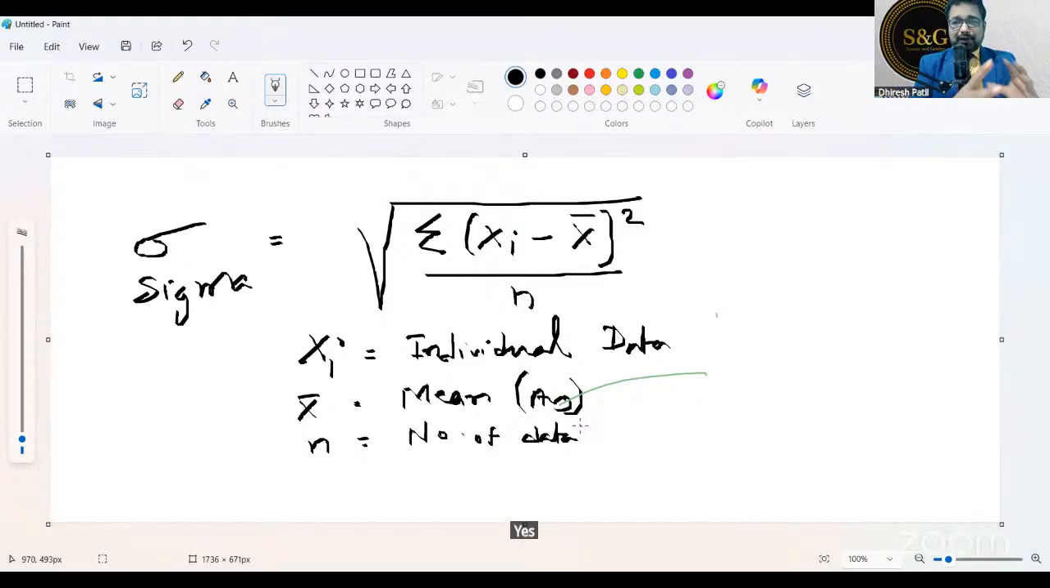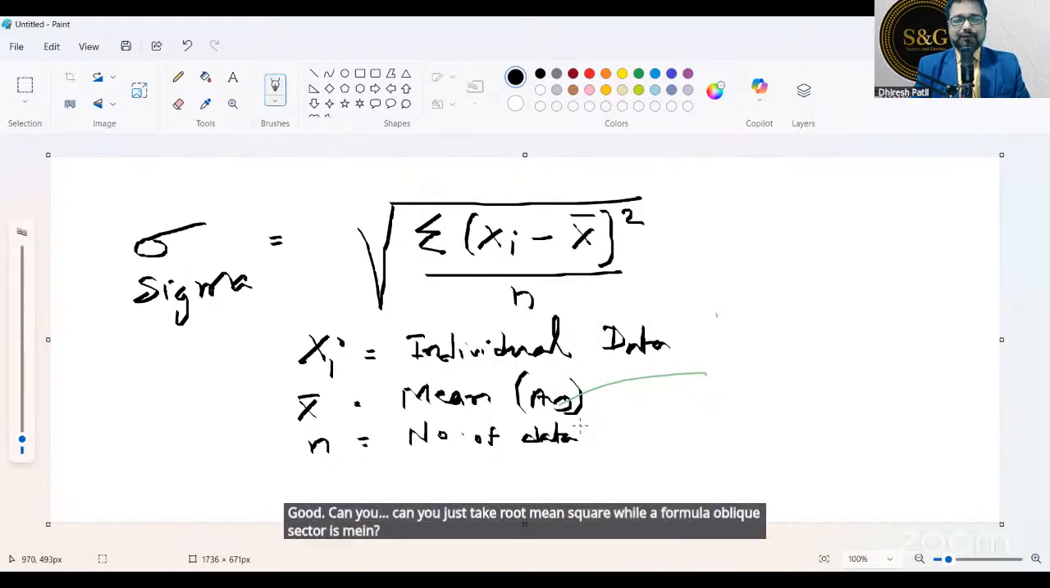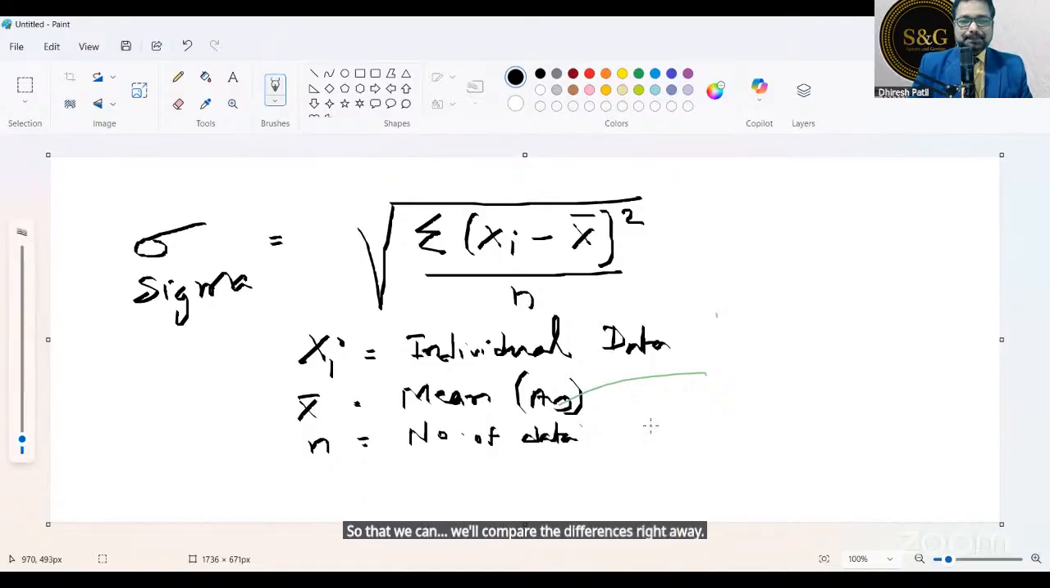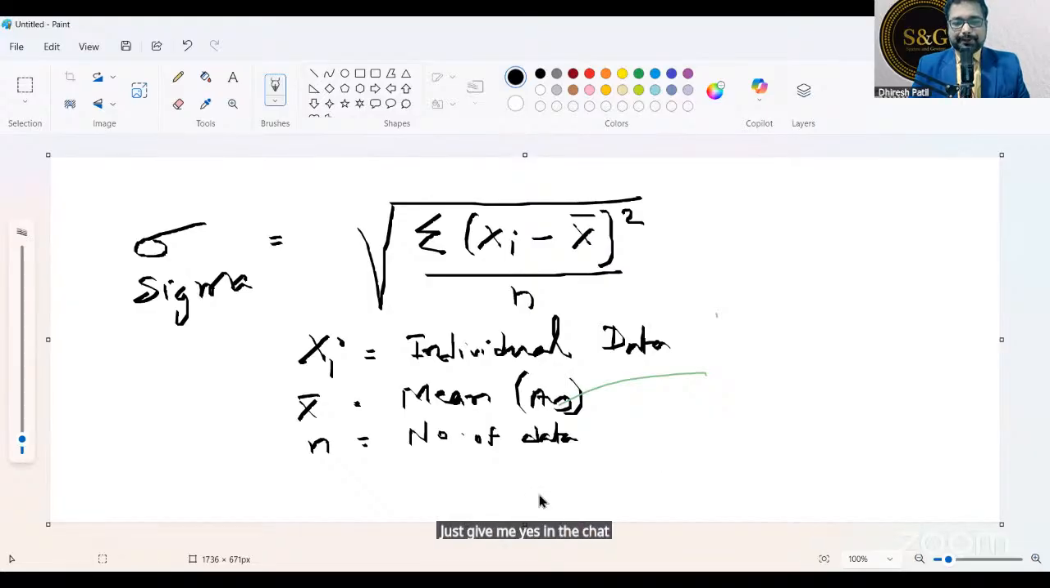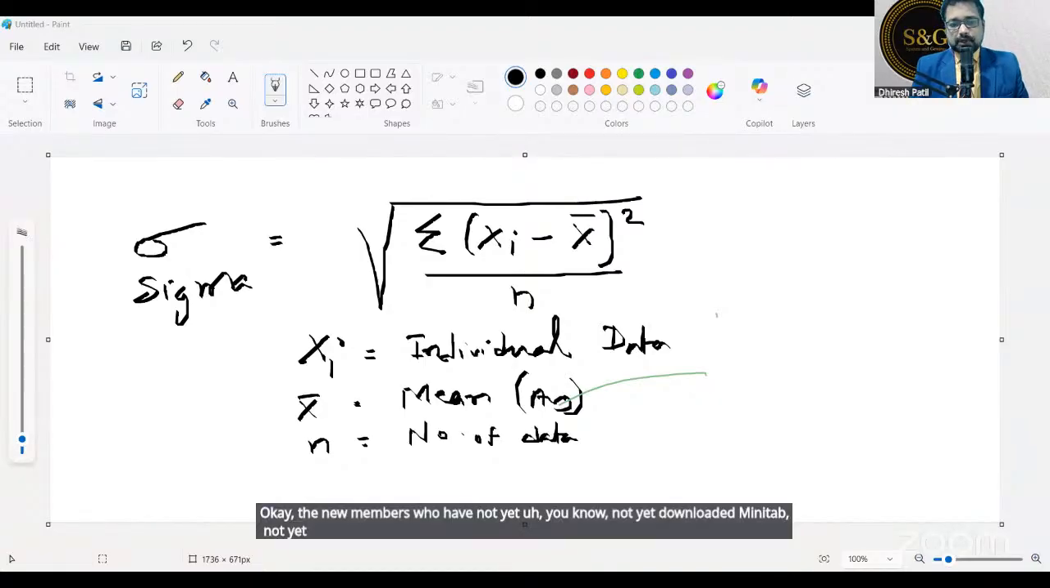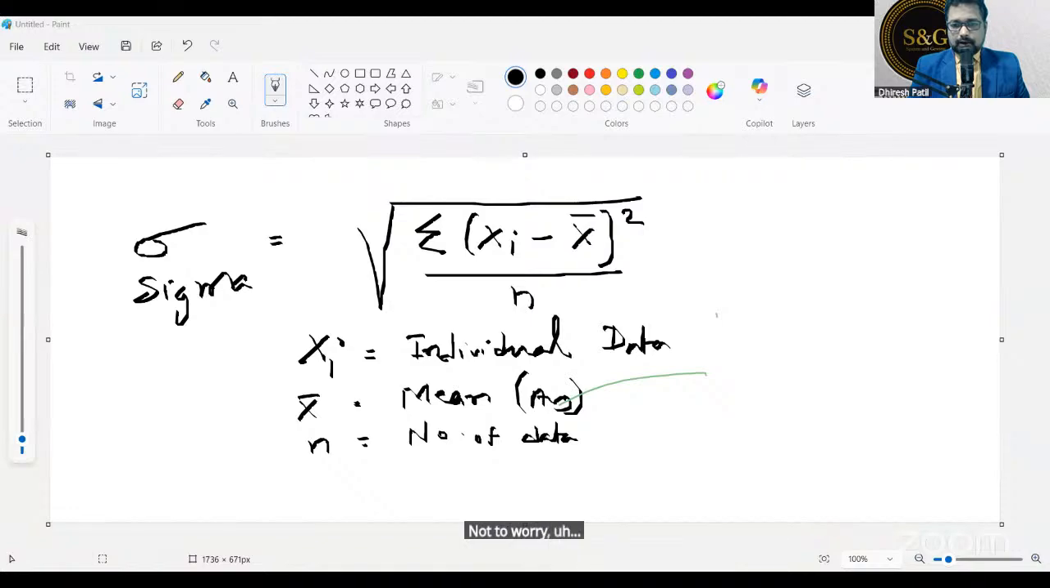Now, have you opened this? Yes. So Pratik ji, I will explain that root mean square formula with some other example as well. Good. You can write the root mean square formula here, so that we'll compare the differences right away. Meanwhile, have you opened the Minitab software? Just give me yes in the chat box if you have opened it. The new members who have not yet downloaded or accessed Minitab, not to worry. We will just observe.